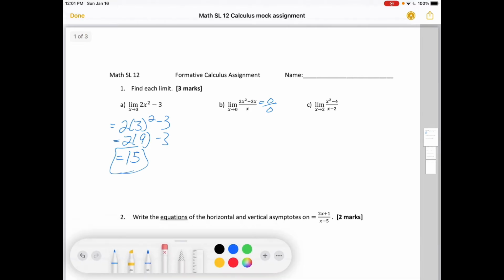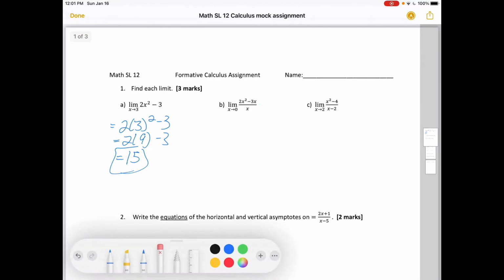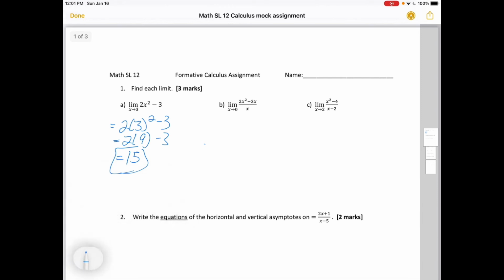The next one, if I sub in, I'll get 0 over 0. So that means that there may be a limit. We just have to get fancy. And to do that, we have to factorize. So lim as x goes to 0 of, I can take out a greatest common factor on the top. And now I can divide out those x's. Remember, I keep my limit notation until I sub in. And my problem's gone because I divided by almost 0, not actually 0. And now I sub in, and I get negative 3.